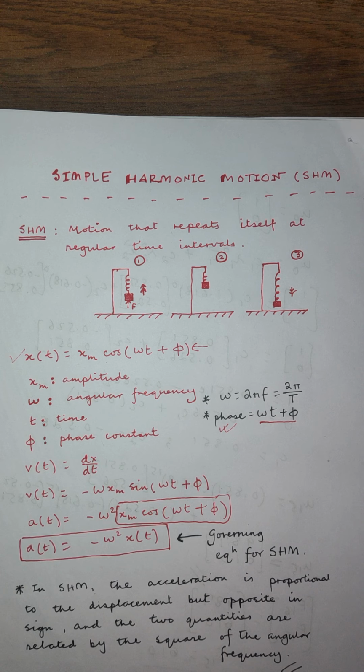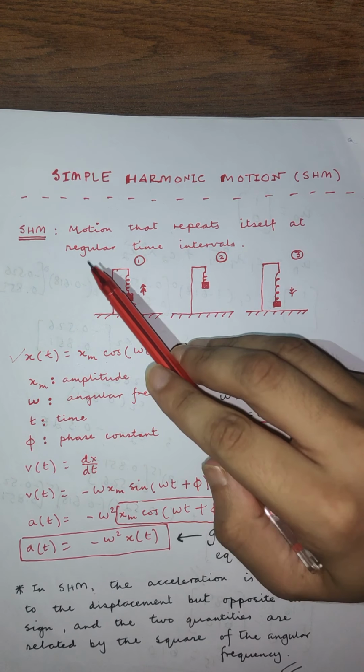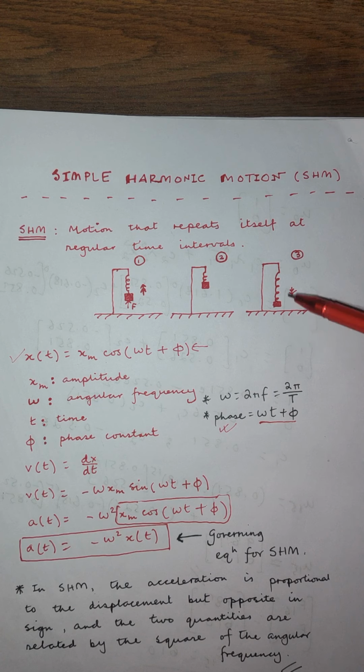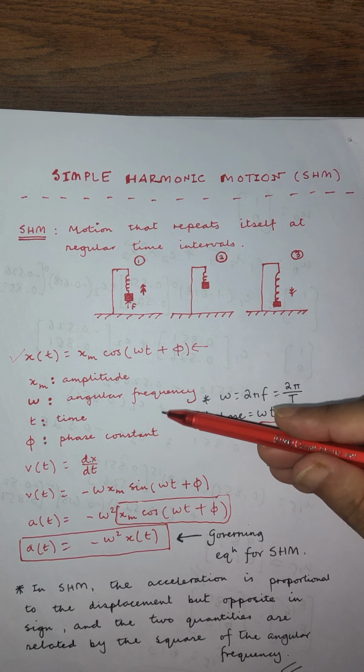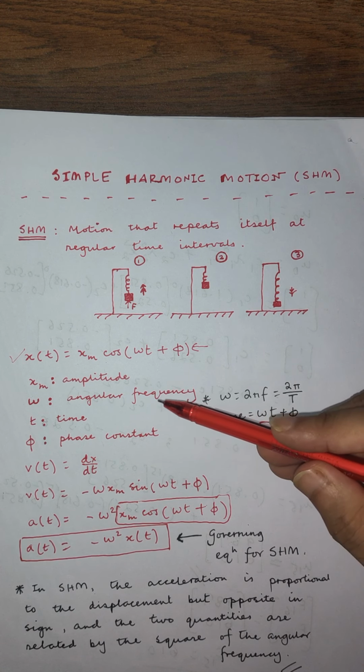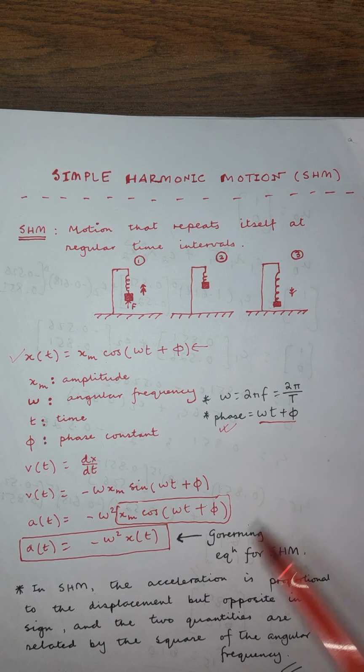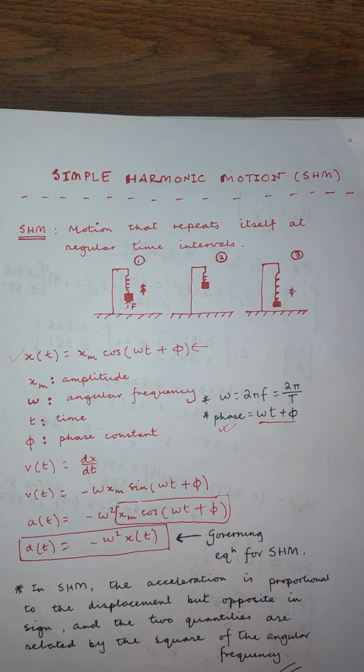That is pretty much it. In this tutorial, I have talked about the idea of simple harmonic motion. I started with the definition, and then here I had this demo. Here are the equations and the variables. Here is the governing equation for simple harmonic motion, and at the very bottom I have this governing equation explained in words.